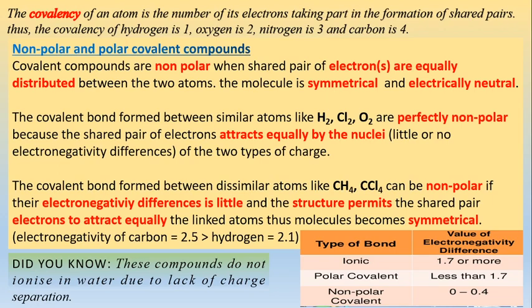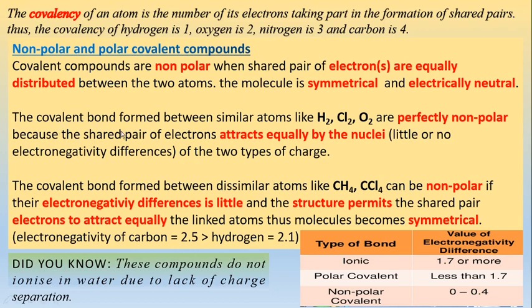Electrically neutral means an equal number of positive charges and negative charges should be present in the atoms. Symmetrical means if we cut the structure, it would look equal, that is a symmetrical structure. If we have equal symmetry, then an equal amount of energy is shared among the atoms. Hence they come under non-polar covalent compounds.